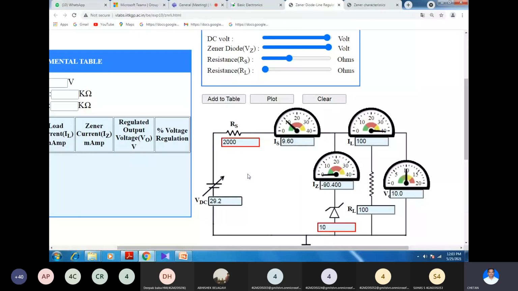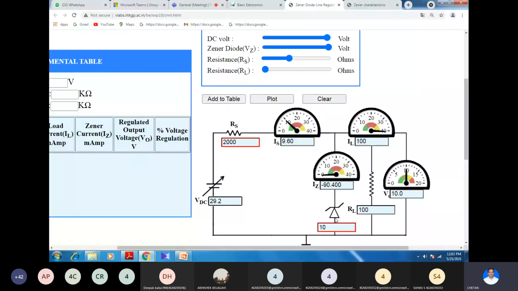In line regulation, you are going to vary the input voltage. So this is the input voltage. This is the series resistance. This is an ammeter to measure IS, the series current generated from this source VDC. Then you have one more ammeter to measure IZ, the reverse current that flows through this reverse biased Zener diode. You can observe the symbol here. The cathode, or the negative terminal of the Zener diode, is connected to the positive terminal of the supply. The anode, the positive terminal of this Zener diode, is connected to the negative terminal of the supply, right?